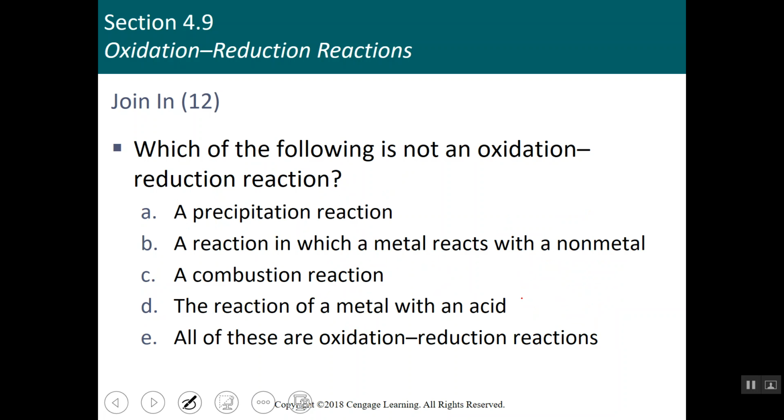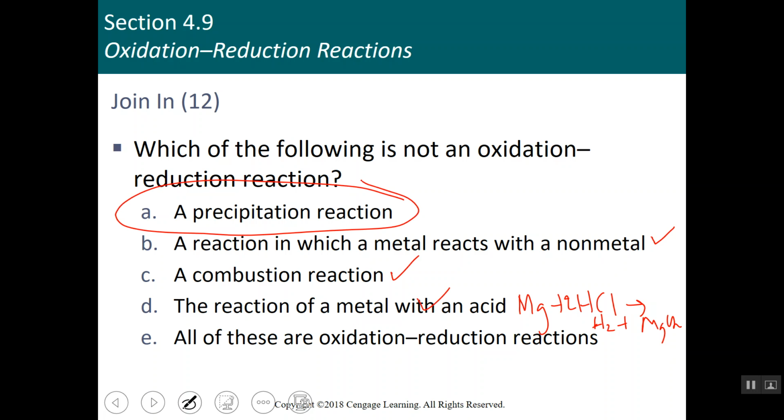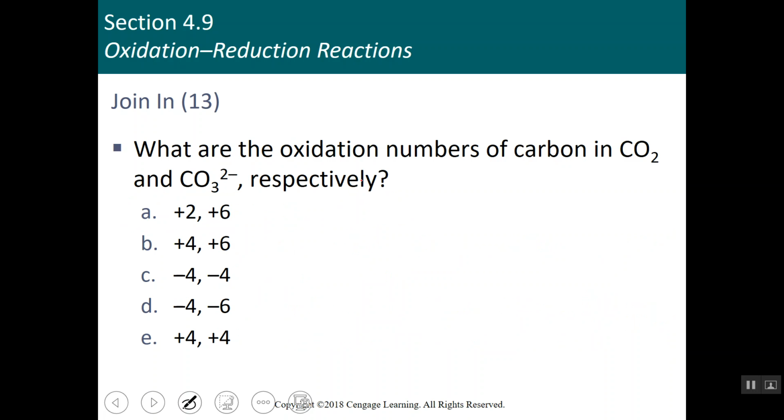Which of the following is not an oxidation reduction reaction? We've gone through and talked about this one in this presentation. We've also talked about this one. This one is a metal with an acid, like taking magnesium and combining it with hydrochloric acid. Anytime that happens, you get hydrogen gas and then the metal salt. So that means this is also an oxidation reduction reaction. And so the only choice is precipitation reactions, because things don't change charge on that one.